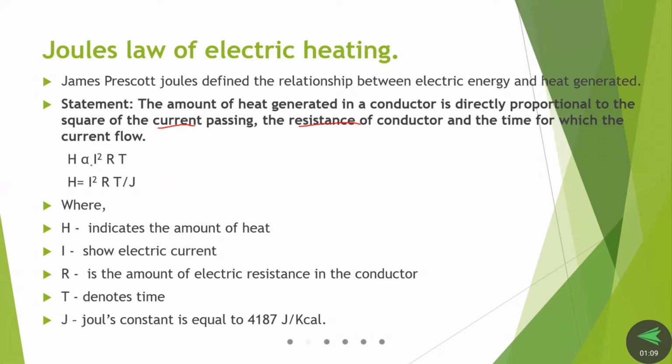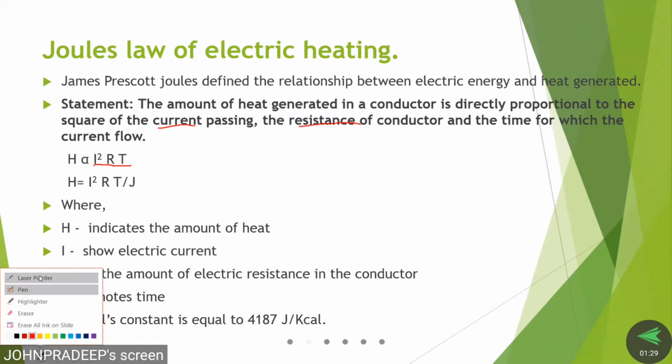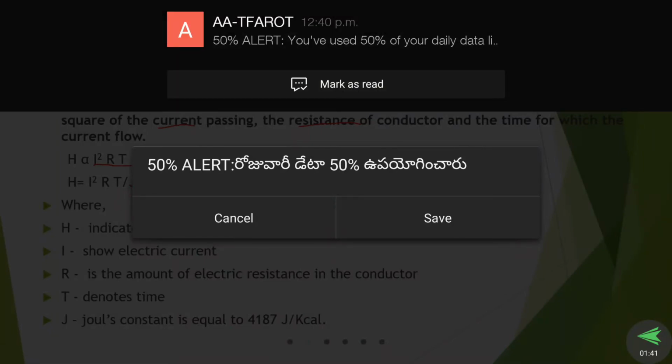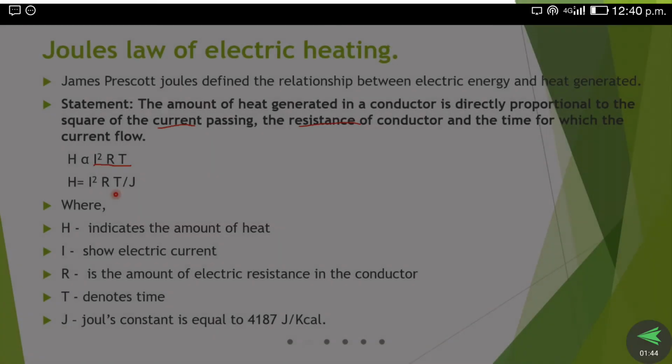From the statement we can write H, the heat produced in an element, is directly proportional to I square, directly proportional to resistance, and directly proportional to the time. If you want to remove the proportionality constant, then we substitute Joule's constant. Joule's constant is called 1 by J, or inverse J. It comes in the denominator, so it is written as 1 by J.